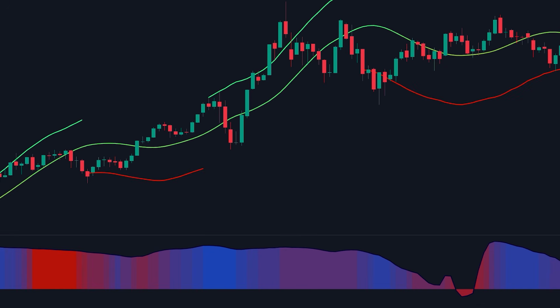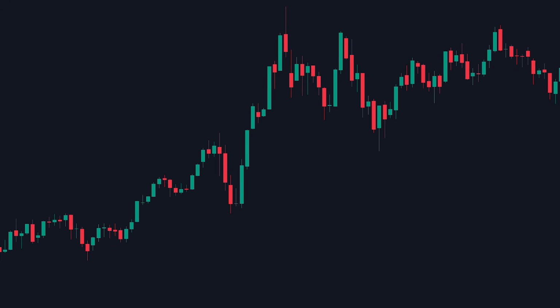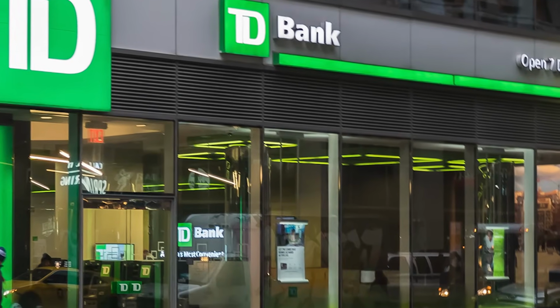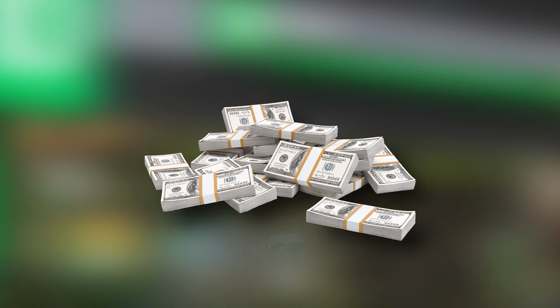These aren't fancy indicators or complex algorithms. This is pure price action. The same concepts that institutional traders use to move billions of dollars every single day. Let's get straight to it.